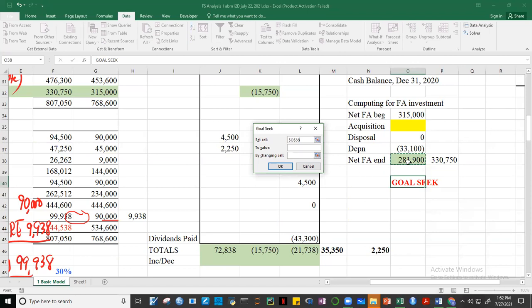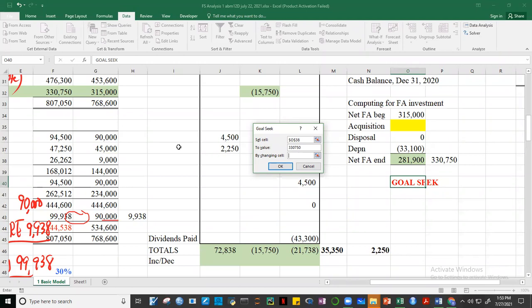Yung net fixed asset, dapat yan, ano? Again, walang spreadsheet icon dito. So ita-type natin 330750. Okay? So we're telling Excel, paki-set nga nito, dapat ang value niya 330750 by changing what cell? Anong cell ang i-change natin, guys? Yung changing what cell, guys, yun yung pinapasolve natin.